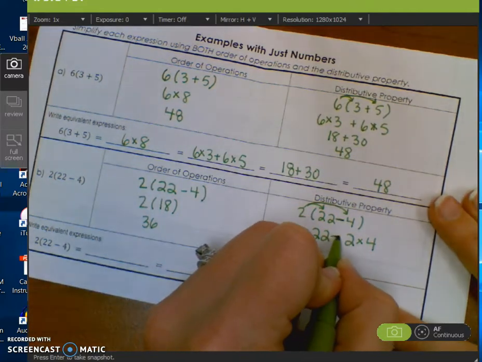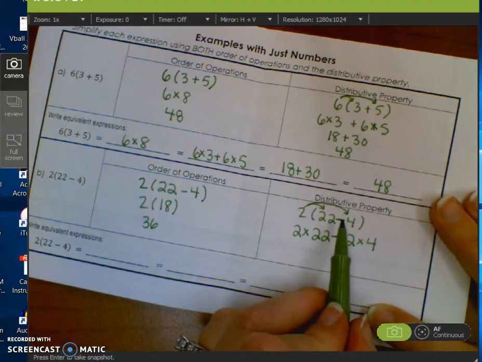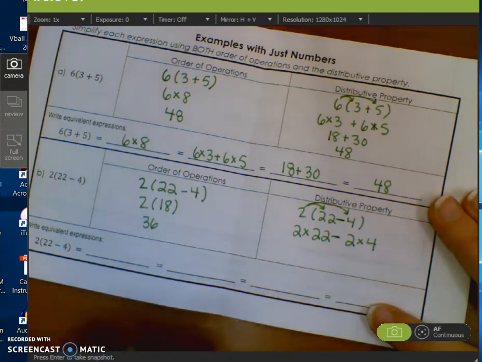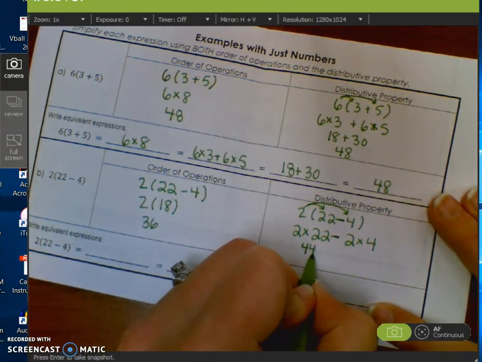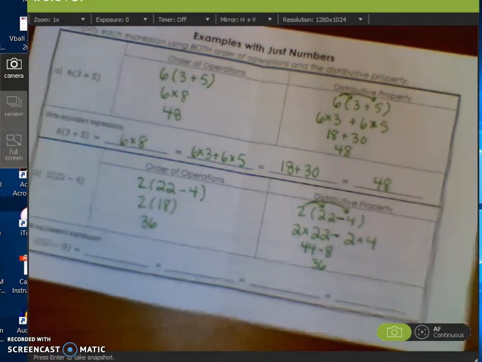Notice that this time I'm bringing down a subtraction sign. So up here it was a plus, so I brought a plus sign. Here it's a subtraction sign, so I'm bringing the subtraction sign down with me. That's 44 minus 8, which does in fact end up at 36 as well.